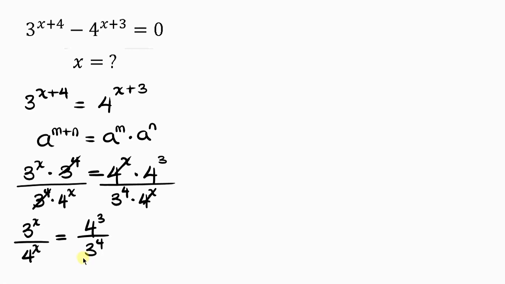Now our next step will be for us to simplify the denominator, which is 3^4. I'm going to be applying the law of indices that I applied here in simplifying 3^4. So on the left, I have 3^x all over 4^x equal to 4^3 all over, this becomes 3^3 times 3^1. Very good. So I just applied this law of indices to what we have here.